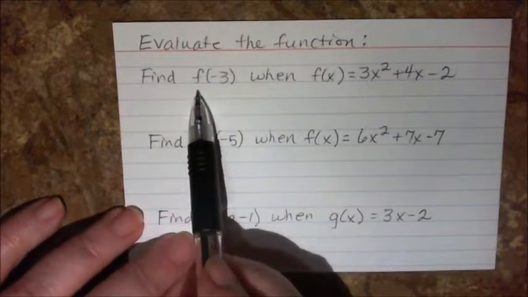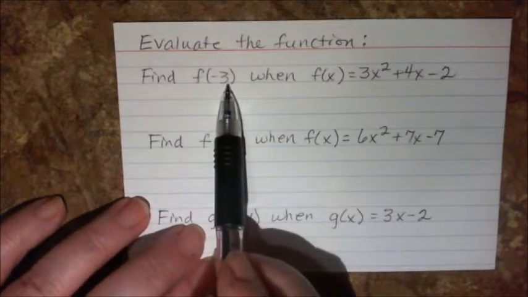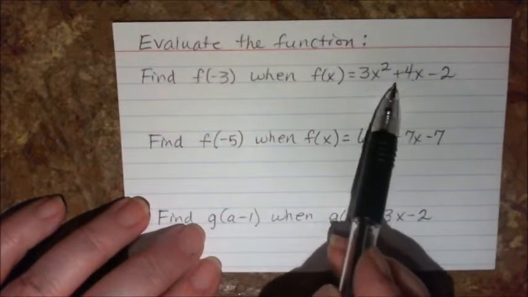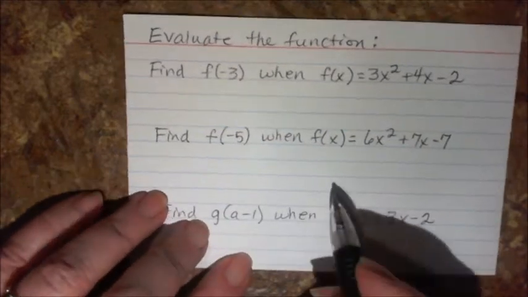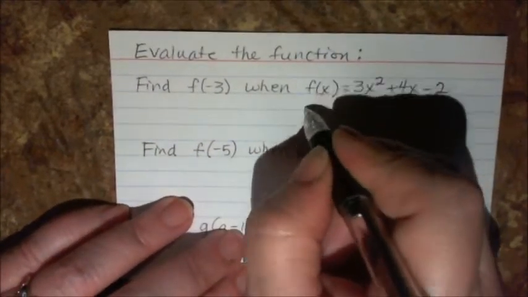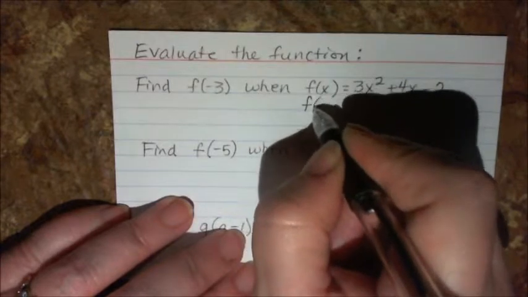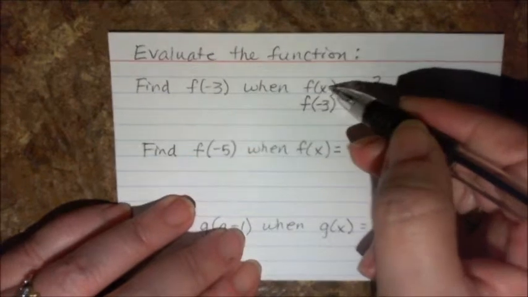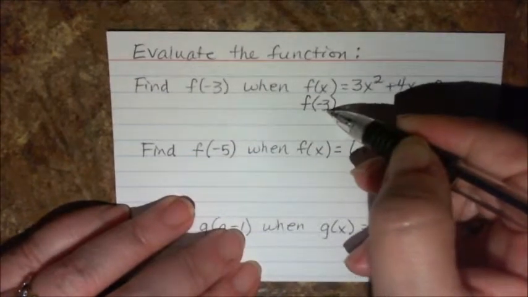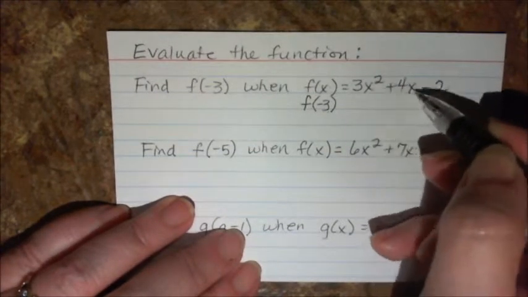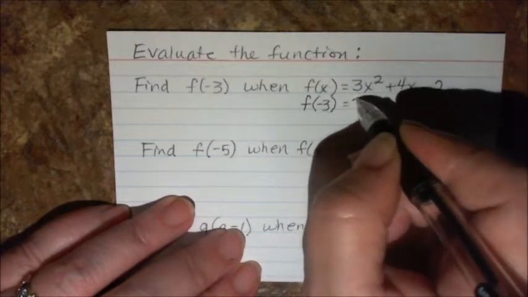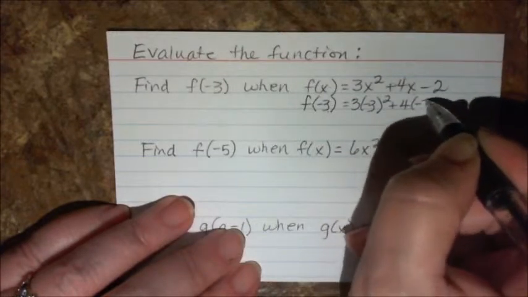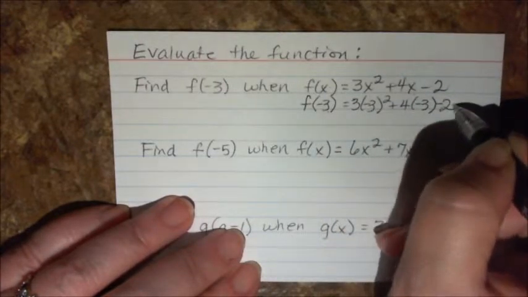Find f of negative 3 when f of x is equal to 3x squared plus 4x minus 2. What's our job here? Well, f of x is our notation, and we want to find f of negative 3. So what happened from here to here? We replaced x with negative 3. That means we replace all x's with negative 3. So 3 times negative 3 squared plus 4 times negative 3 minus 2.